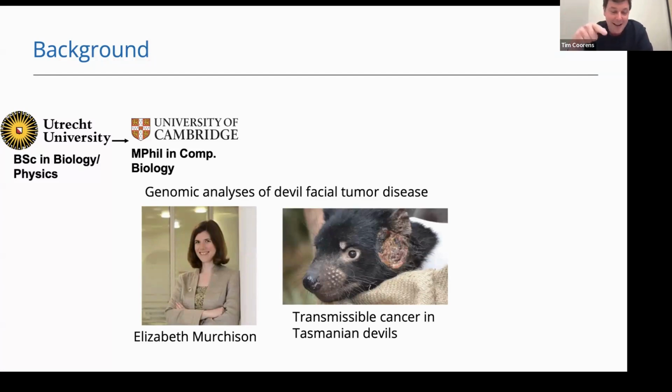And I worked with Professor Elizabeth Murchison over there on a very interesting and rare cancer in Tasmanian devils. Now, the weird thing about that cancer is that it's transmissible beyond its original host. So there's a clonal transmission, if you will, of actual cells that go between individual devils, such that you have a cancer that clonally transmits between individuals and goes beyond the original host, which is immensely interesting. But difficult to work with devil genomes at the time.